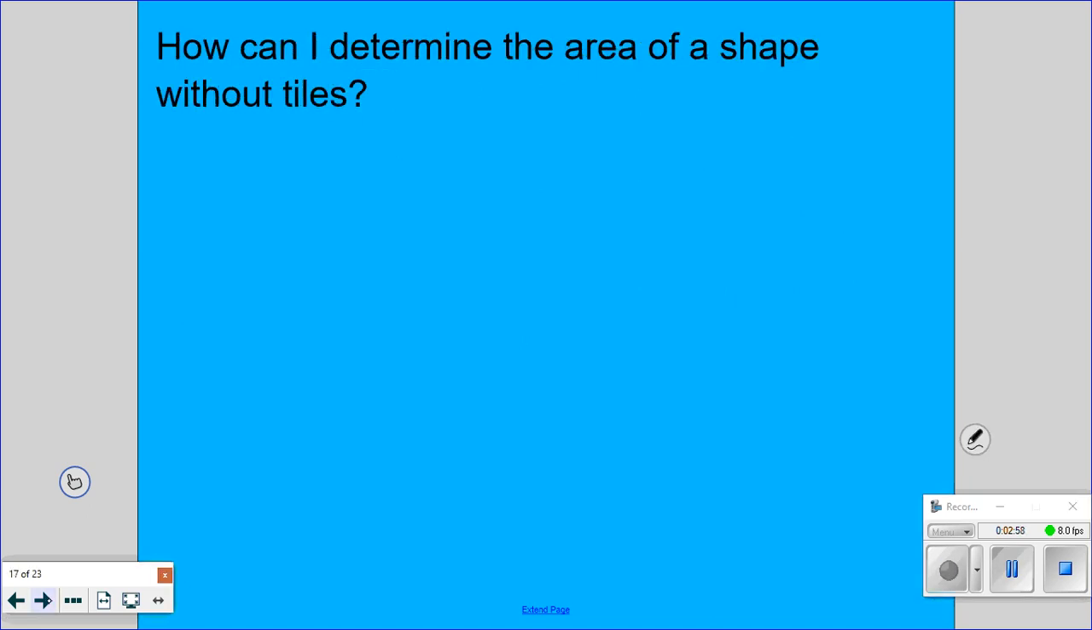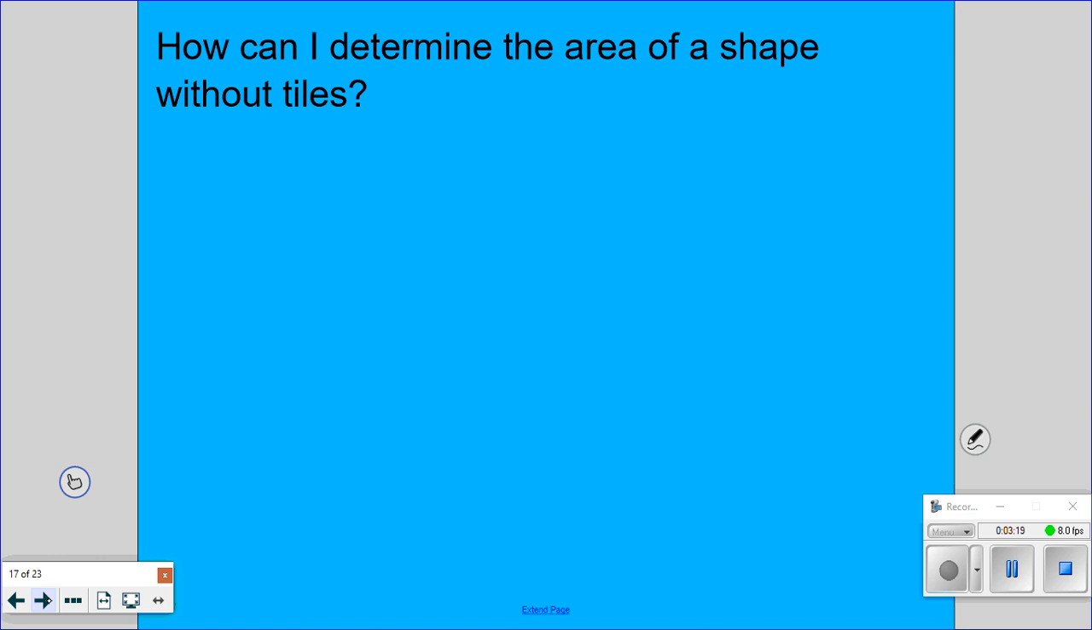All right, here's our new subtitle. This is the real question we're going to be looking at today. The first one, I just want to make sure we're using the right language. This is the question we're going to be thinking about today. How can I determine the area of a shape without tiles, without squares?